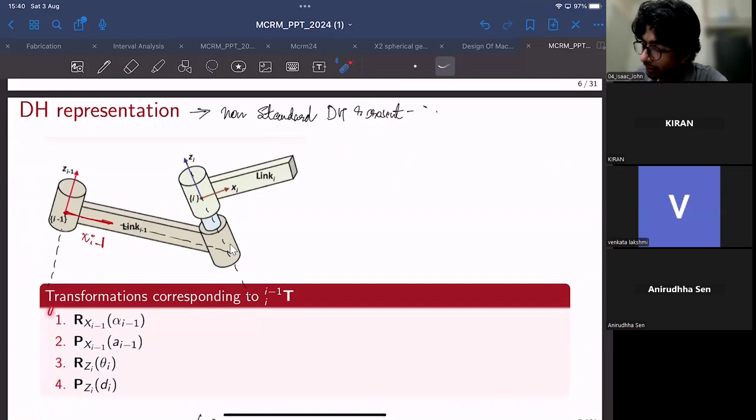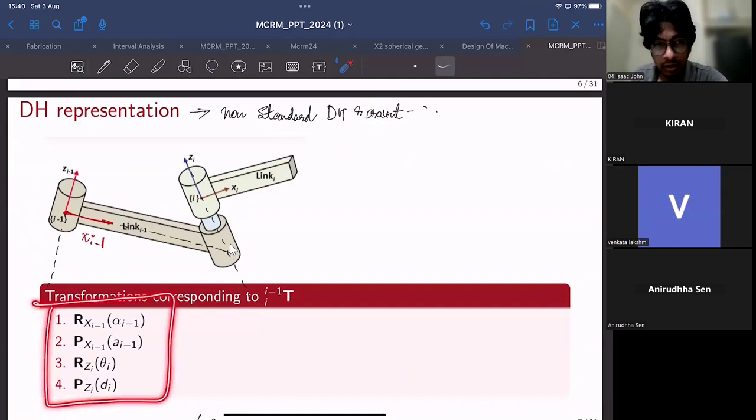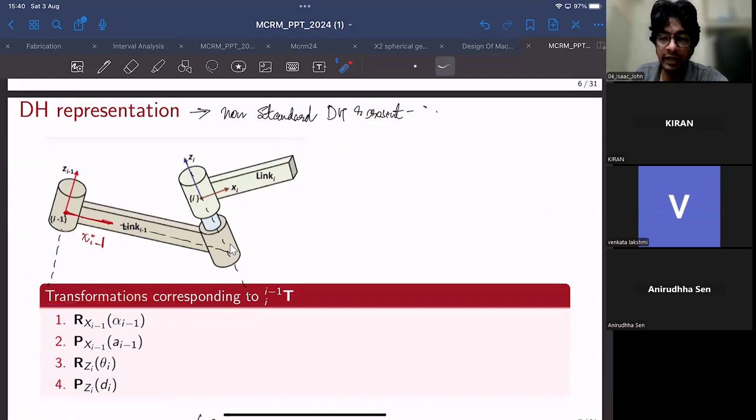So the order of the transformation is given as follows, right? We first have the link parameters. The first two would be associated with link parameters, and the remaining two would be associated with the joint parameters, right? So our objective is to coincide or to transform the (i-1)th axis to the ith axis.